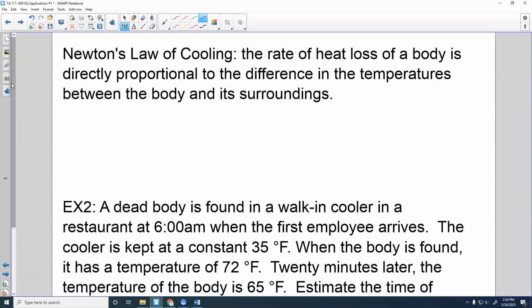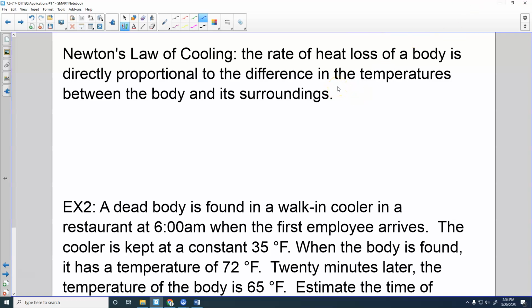Okay. Newton's law of cooling is one of the coolest things that we do with differential equations. Newton's law of cooling states the rate of heat loss of a body is directly proportional to the difference in the temperatures between the body and its surroundings. And here, body doesn't have to be a dead body, but it is useful for dead bodies. So it could be any object.